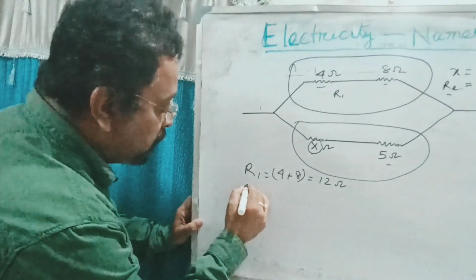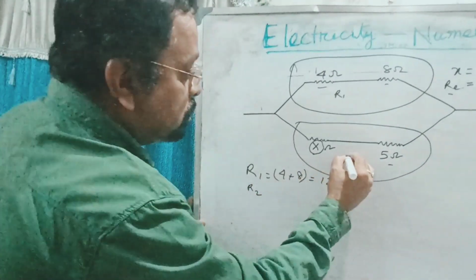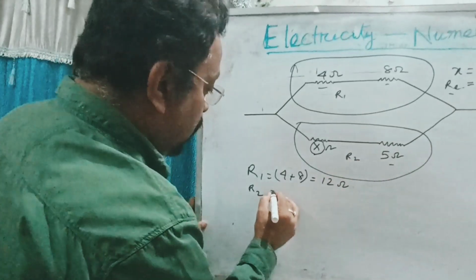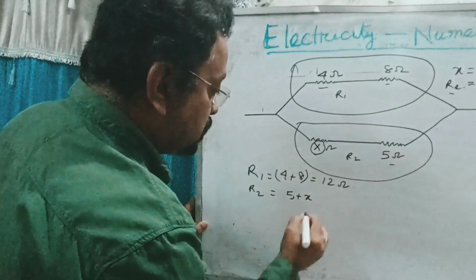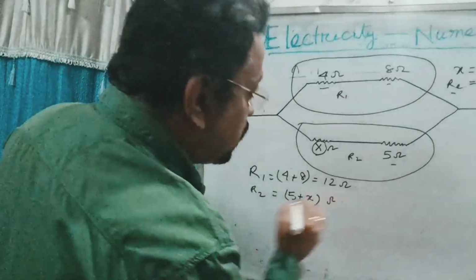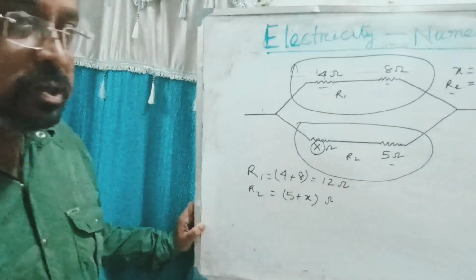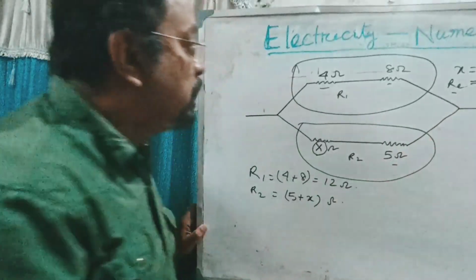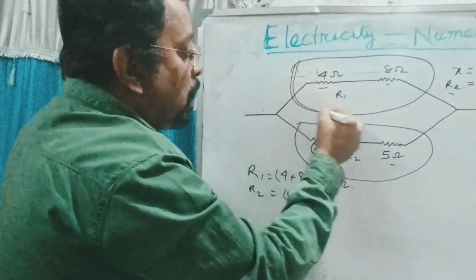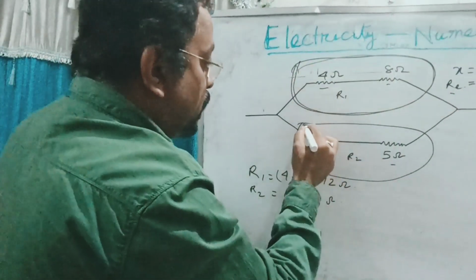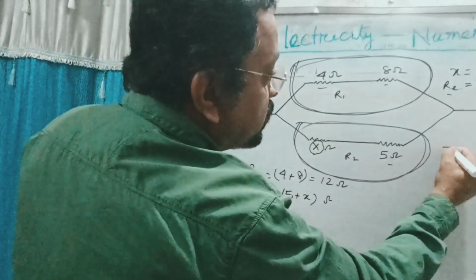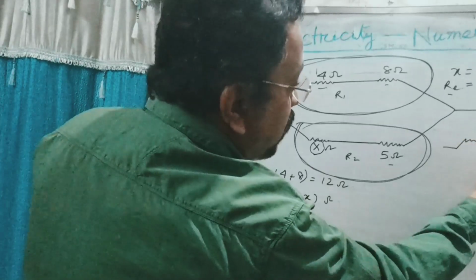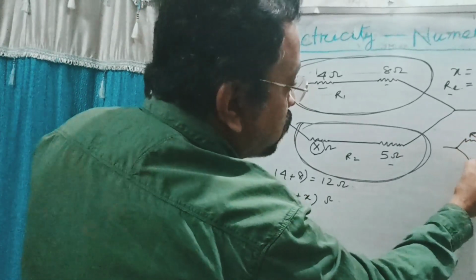And what is the value of R2? R2 is equal to 5 plus X. Now what is the equivalent resistance given? Equivalent resistance is 4 ohm. See these two, this one and this one, that is R1 and R2. This is R1, and this is R2.